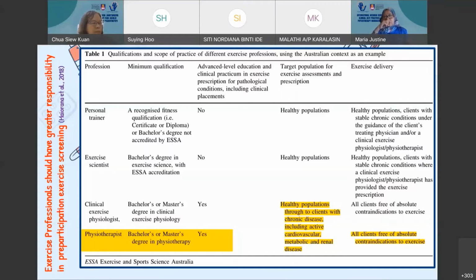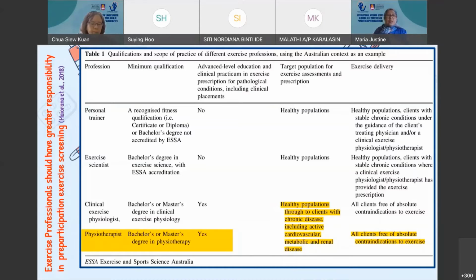Okay, so for personal trainers, they take either a certificate or diploma, but it's not accredited by ESA. Exercise scientists have a minimum of a bachelor's degree in exercise science, which is ESA accredited. Okay, clinical exercise physiologists and physiotherapists have a minimum of a bachelor's or master's degree in their respective field. Okay, all right. So when we compare advanced level education and clinical practicum in exercise prescription for pathological conditions, including clinical placement, personal trainers and exercise scientists don't have that opportunity.